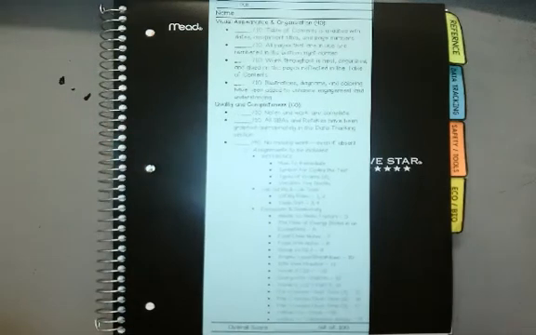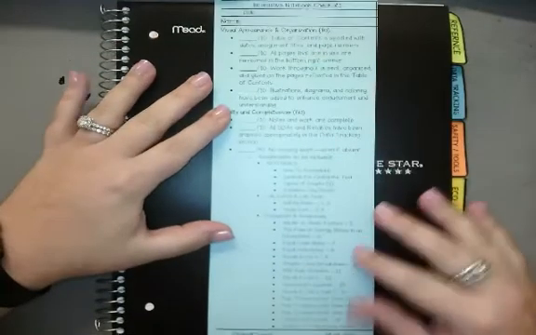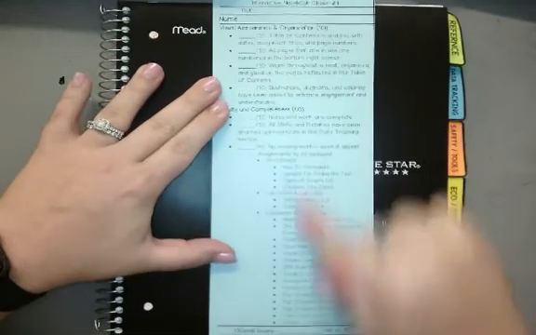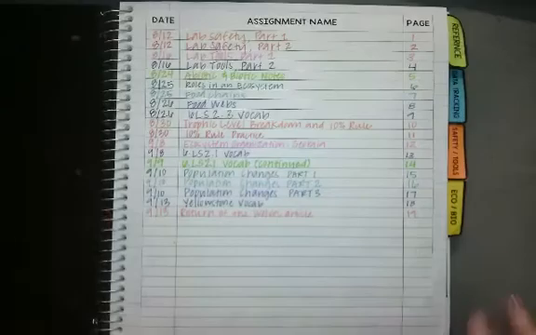Hi guys, I'm going to walk you through my notebook so that you can check through yours. You need to make sure you have your notebook check sheet. This tells you the expectations for the notebook and then all the materials that you should have in it. We're going to start with your table of contents page.